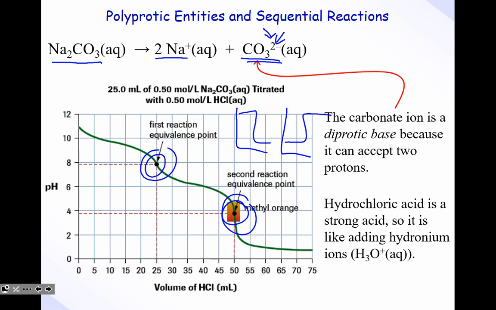Hydrochloric acid is a strong acid, so it is like adding hydronium ions. HCl is a monoprotic acid, only 1 hydrogen. If I compare that to sulfuric acid, notice that there's 2 hydrogens here. So this is a polyprotic acid, right? For acids, you take a look at the subscript after the H, and for bases, you take a look at the charge. If it's a 3- charge, it's going to react 3 times.